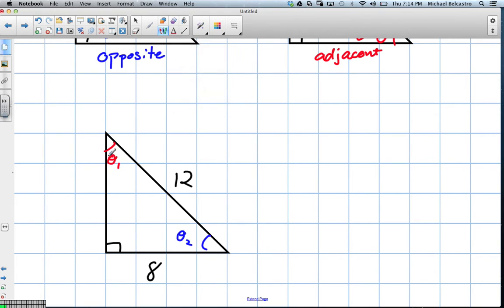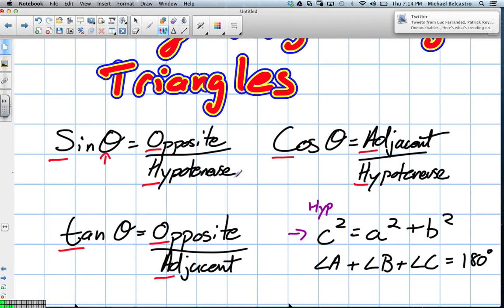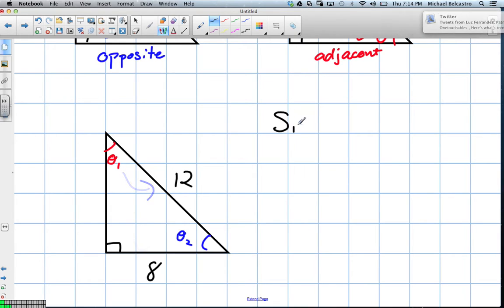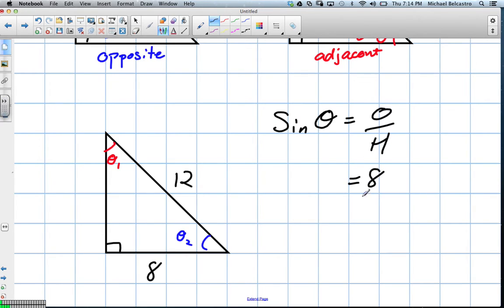What sides of the triangle do we have measurements for? Opposite side, that's right. So opposite and hypotenuse: sine. We're going to be using sine. So sine theta is equal to the opposite over the hypotenuse. What's the measurement of the opposite? 8. Hypotenuse? 12. Perfect. And what are we solving for here?